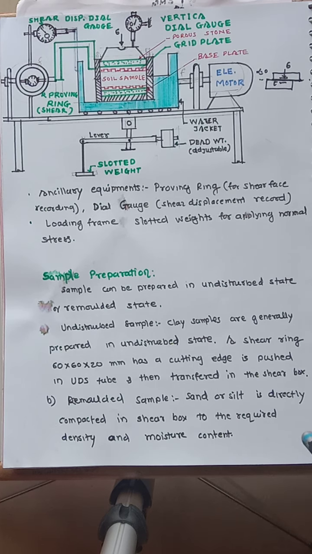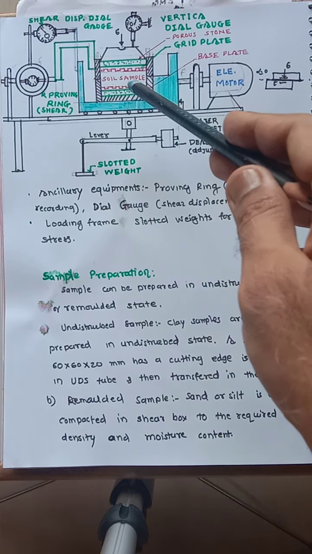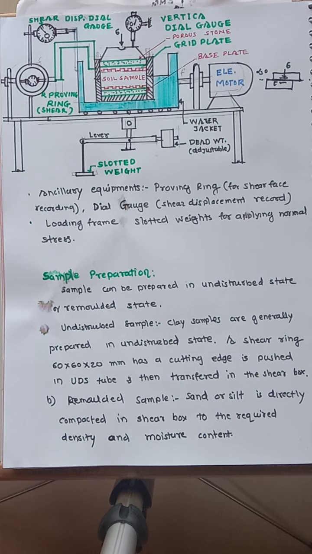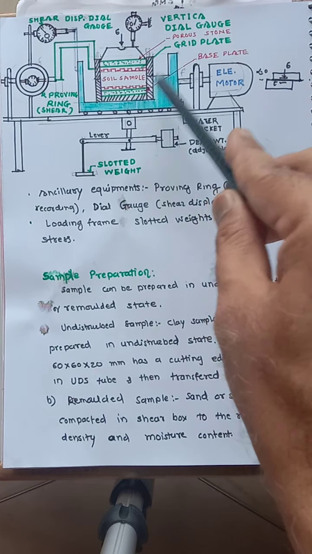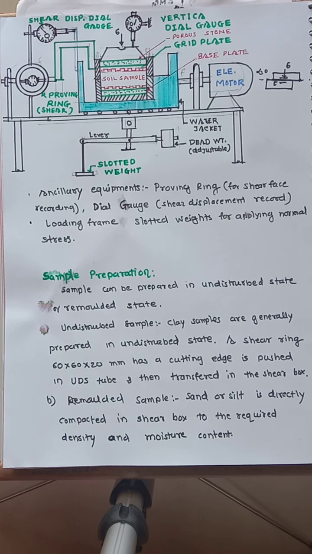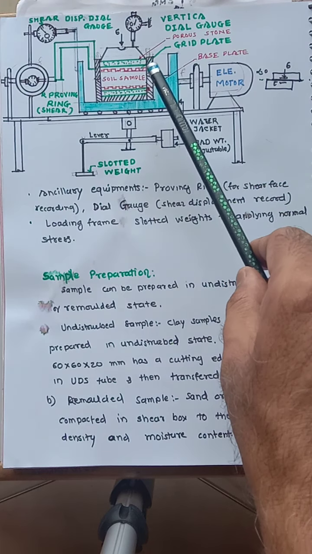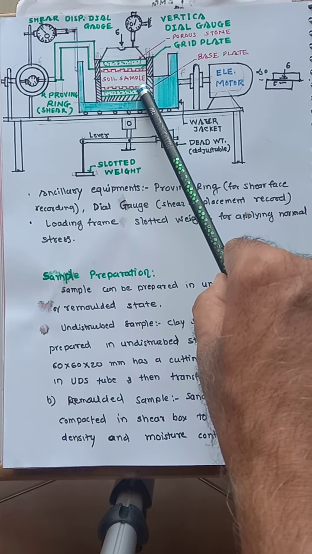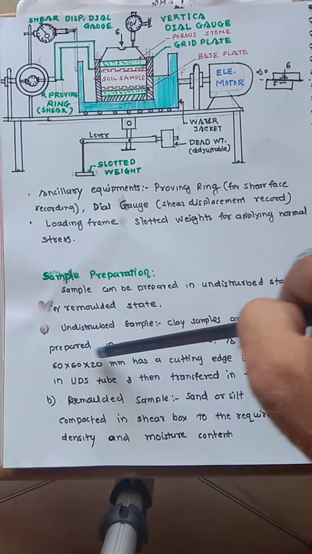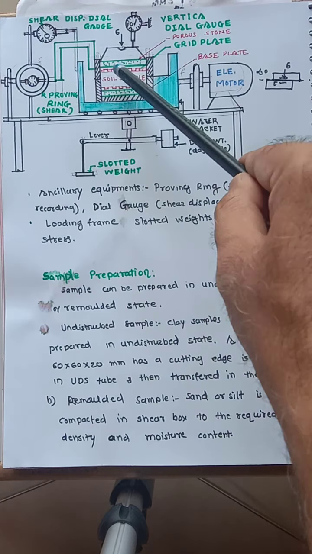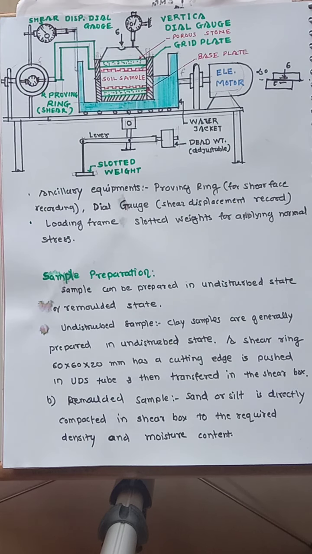Then the sample is transferred inside this shear box by a pushing plate. So directly we get an undisturbed sample. After arranging the base plate, porous stone if required, serration plate, and then the sample, cut it here, push it here, again serration plate, porous stone if required, and a loading pad. This is how the sample is prepared for an undisturbed test.